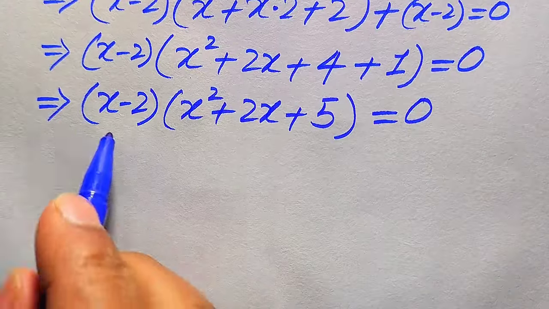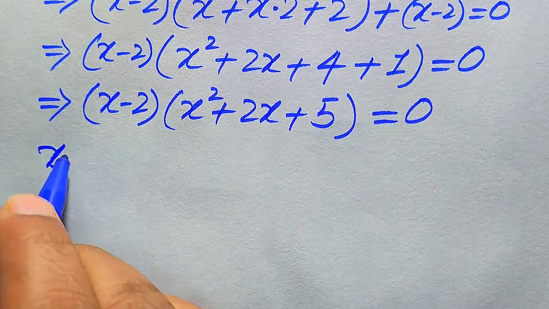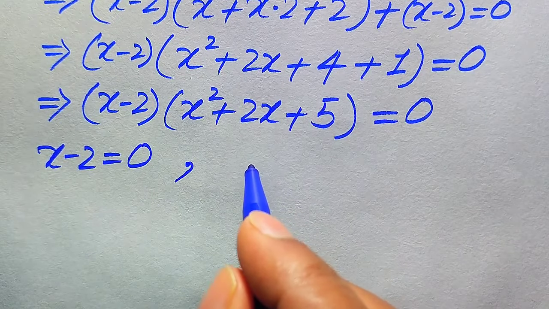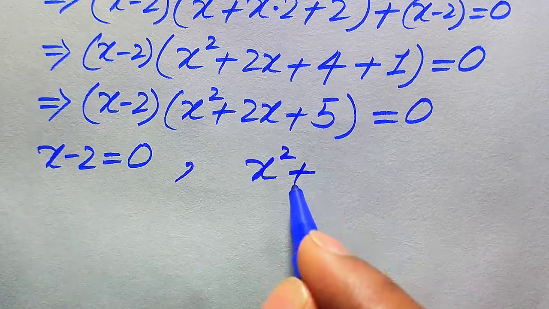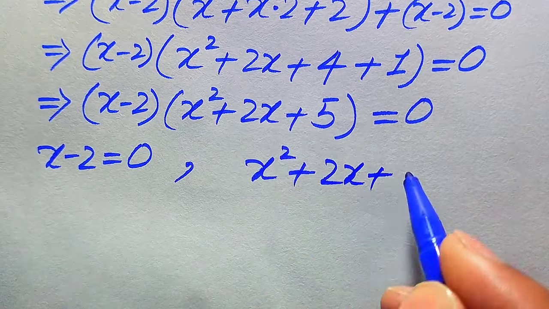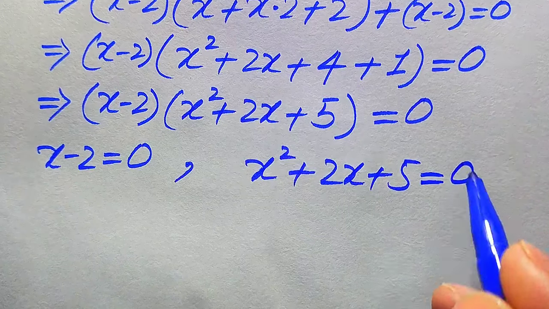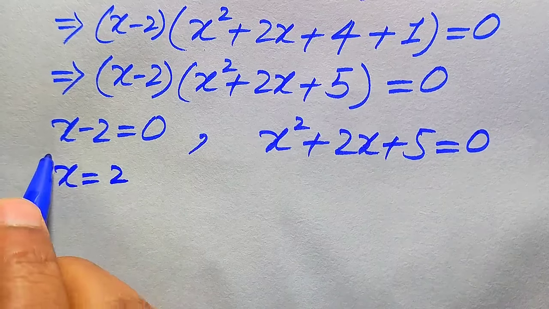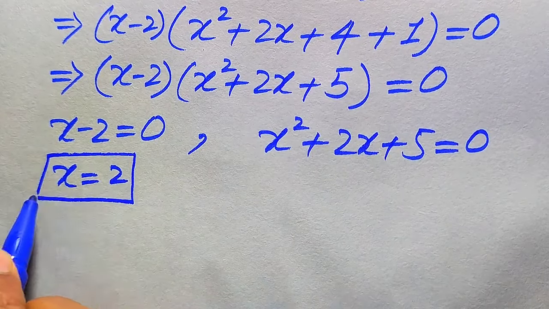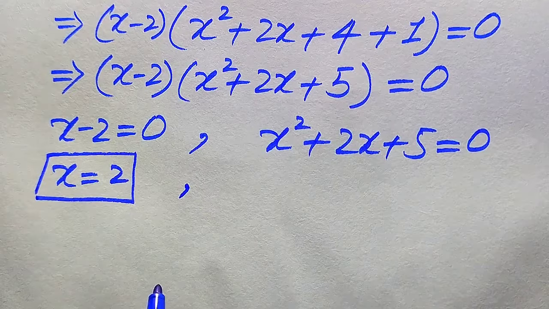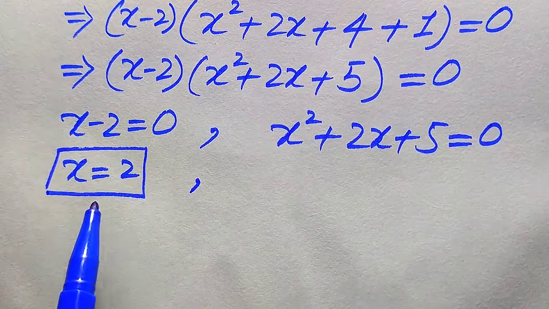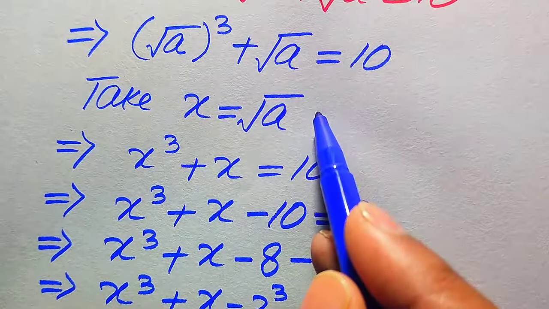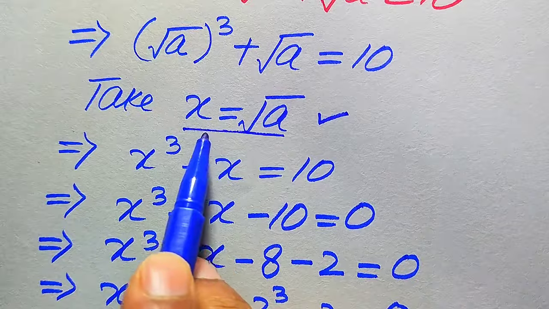And now we divide this equation into two cases. The first case is x minus 2 equal to 0, and the second case is x square plus 2x plus 5 is equal to 0. From here we easily get the value of x is equal to plus 2. This is the first real root of the given equation. And now, because our target is to find the values of a, that's why we move backward and we substitute back this value of x.